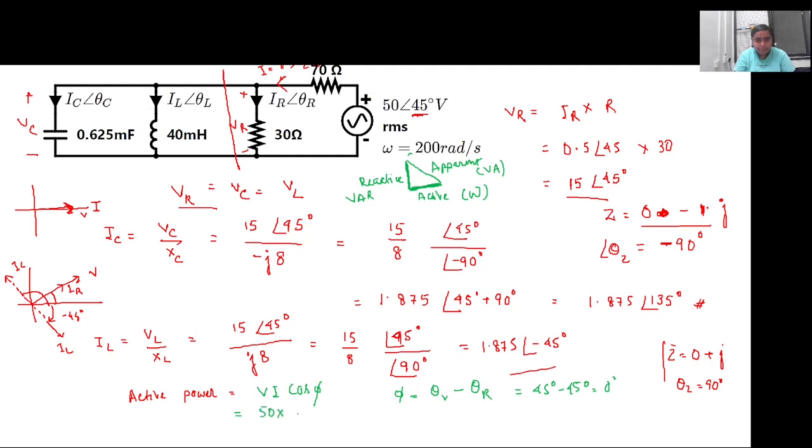So what is the active power? 50 into 0.5, so it is 25 watts, right? What is the reactive power? 0, yes, because XL and XC are cancelling it out. So the reactive power is VI sin phi, and sin 0 is 0. So the total power that is getting supplied by the circuit net is 25 watts.